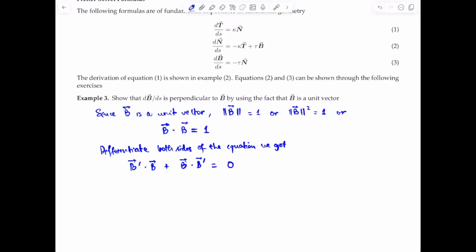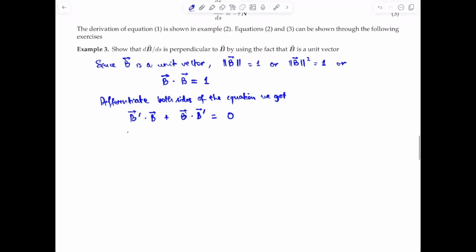All right. So when you use the dot product here, there's no specific information about the independent variable. Okay? This is true for any independent variable when you differentiate both sides of the equation. All right, so earlier in the example, we used dt, d capital T, d little t. In this case, we want to show dB/ds, so the derivative in this case is with respect to the arc length. Okay, so B prime in this case is going to be dB/ds.